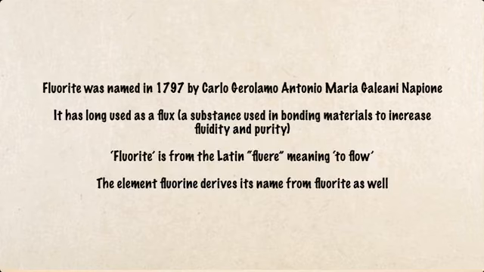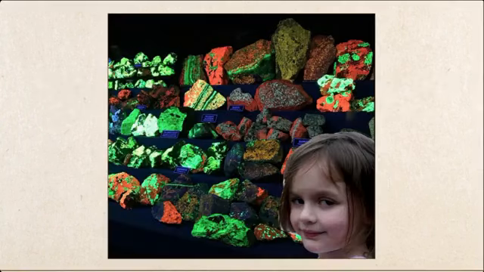Now, it's long been used as a flux, which is a substance used in bonding materials to increase their fluidity and purity in industry. Steel is a big one nowadays that it's still used in. So fluorite is from the Latin fluor, which means to flow. And the element fluorine derives its name from fluorite in turn as well. And another phenomenon that derives its name from fluorite is your friend and mine, fluorescence.